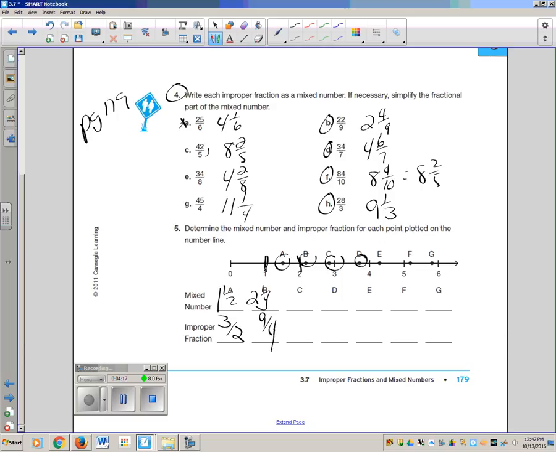C, less than 3, but close to 3. About 2 and 7/8. 8 times 2 is 16, plus 7 is 23. 23/8. And then D, greater than 3, less than 4, more than 1/2. Make your answer reasonable. I'm going to go with 3 and 3 fourths. 4 times 3 is 12, plus 3 is 15 fourths.